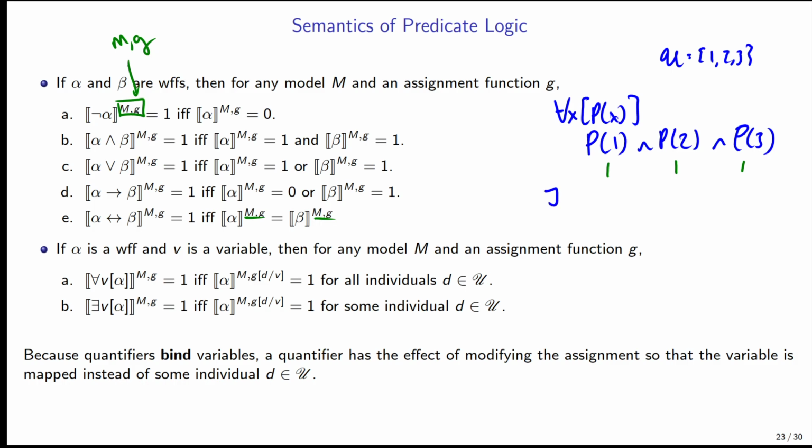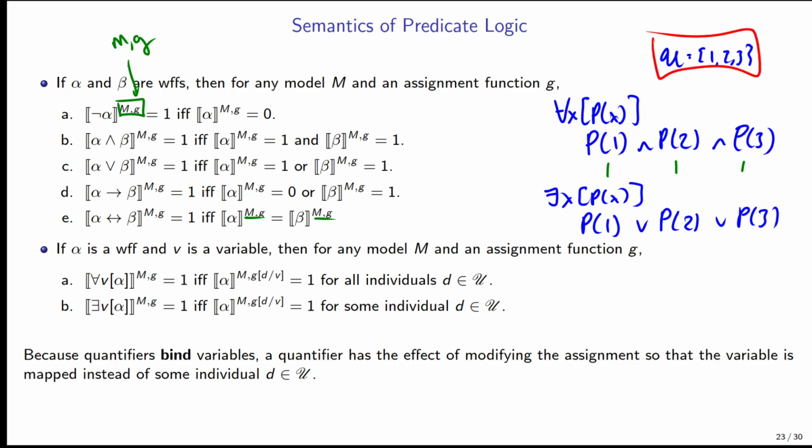Similarly, with the existential, Px, we have to run through everything in the universe. But the existential just says at least one thing is P. So there is some x that is P. So we need to check either P1 or P2 or P3. And one of those has to be true for there exists x, Px to be true.